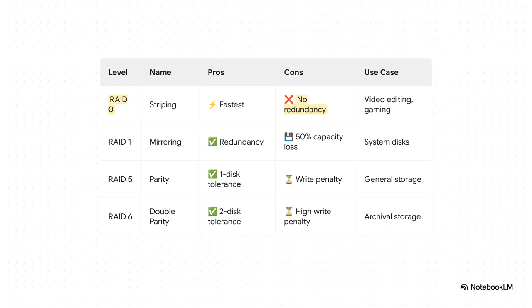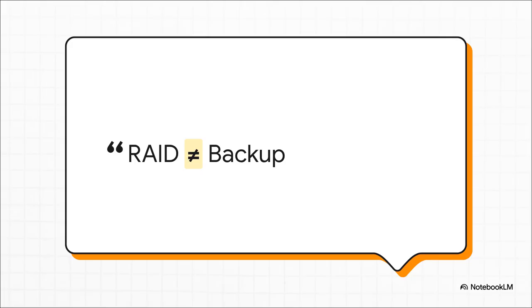There's zero redundancy. If one of those drives in the team fails, all of your data is just gone. And when I say gone, I mean poof, vanished. That's why you only use it for stuff you can afford to lose, like a scratch disk for video editing or for game installs.